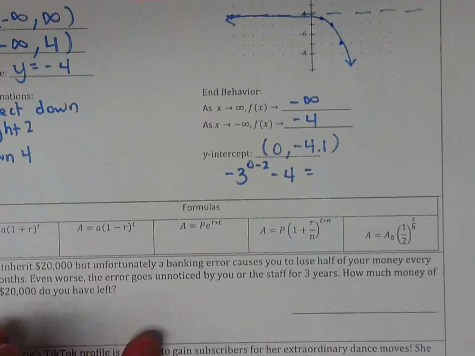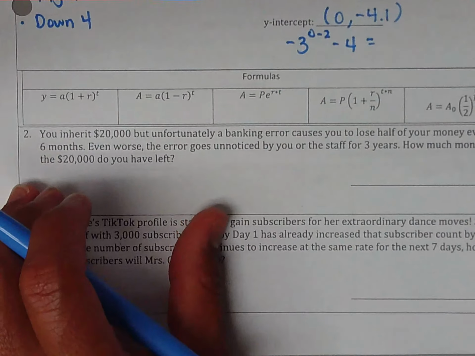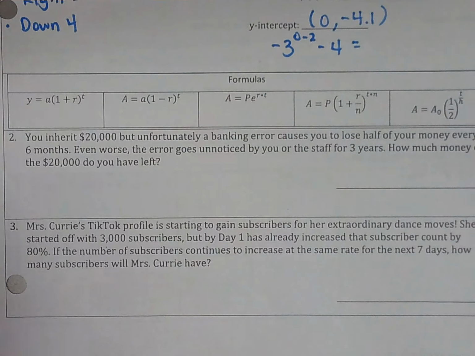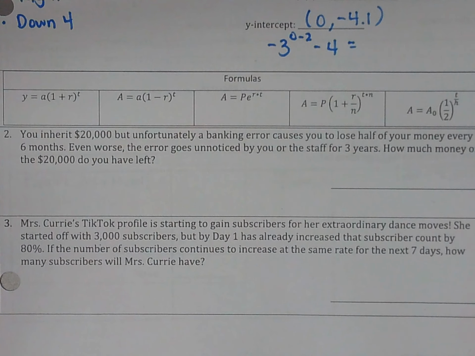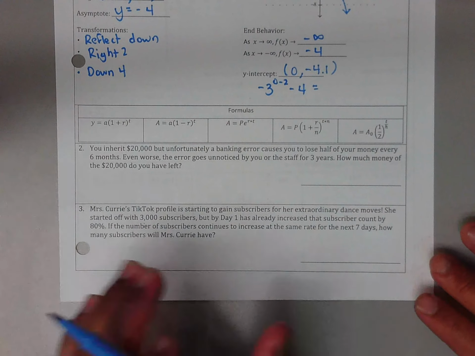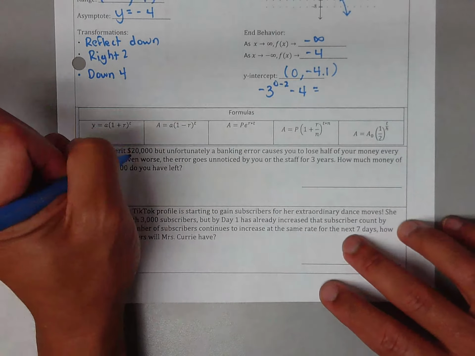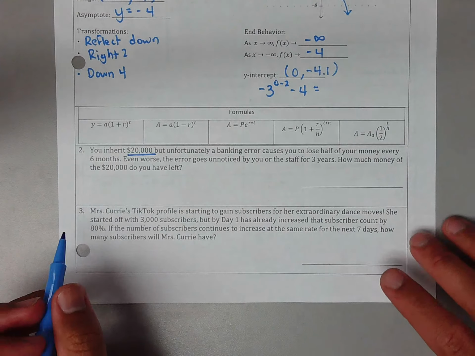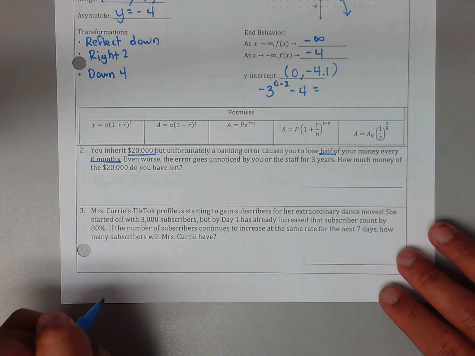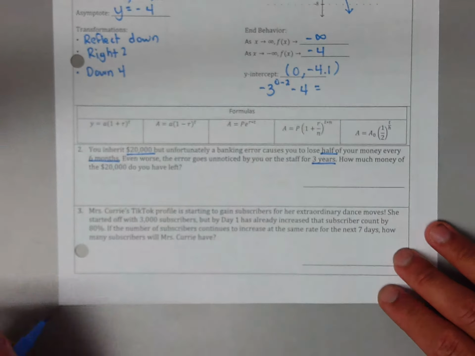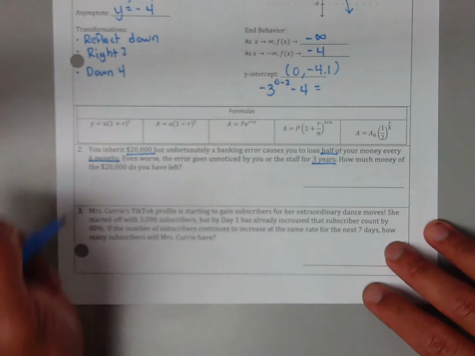All right, next we have our formula problems, our exponential functions relating to real world problems. All right, so with question number 2, it says you inherit 20,000, but unfortunately a banking error causes you to lose half of your money every 6 months. Even worse, the error goes unnoticed by you or the staff for 3 years. How much money of the 20,000 do you have left?